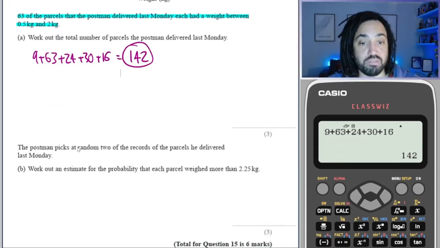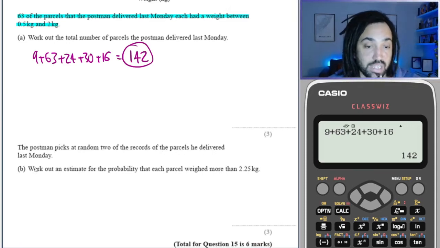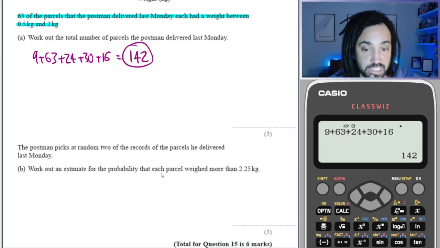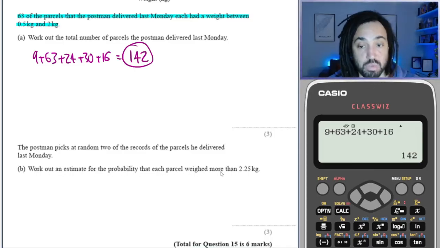It says they pick at random 2 of the records of the parcels he delivered last Monday. Work out an estimate for the probability that each parcel weighed more than 2.25.